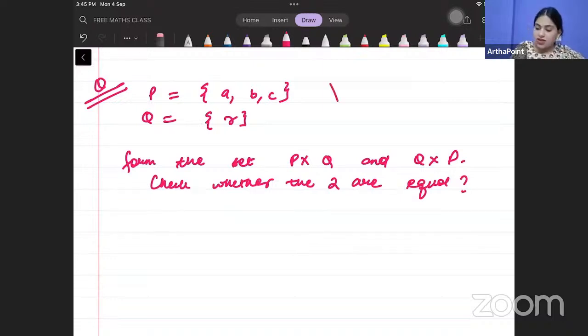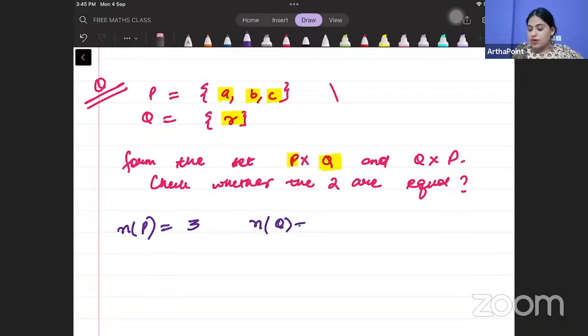है ना बेटा? Acha, let's start. So now just think, P has how many elements? 1, 2, 3. Q has how many elements? 1. So number of elements in P, they are 3. Number of elements in Q beta are 1. So P cross Q में कितने elements हो जाएंगे? 3 into 1. That means you will have 3 elements. Clear?